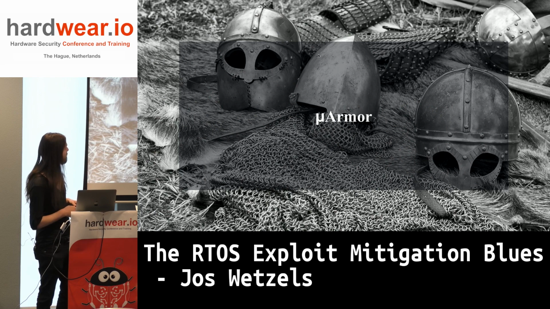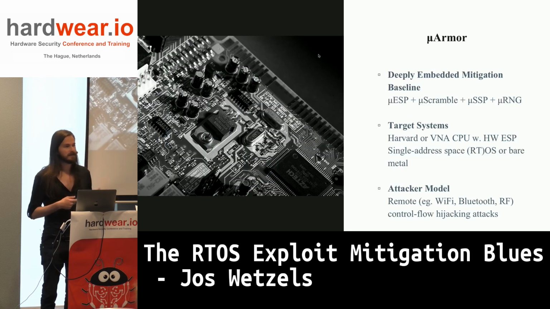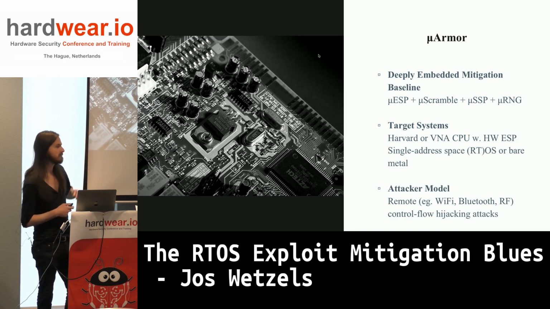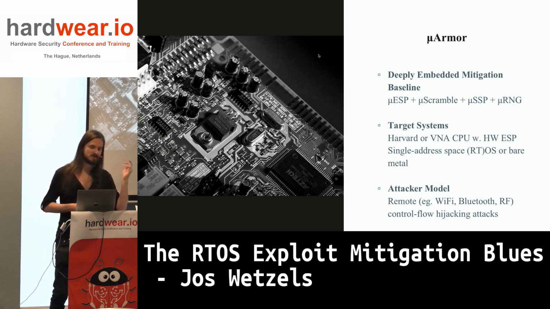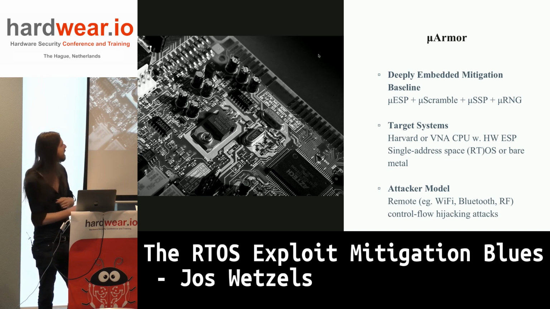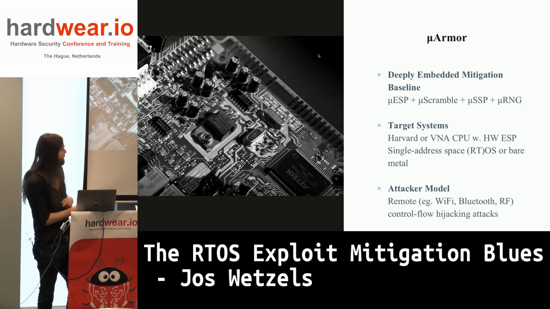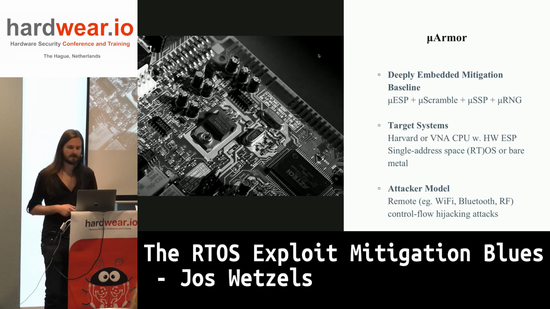So this brings me to the final part of my talk, which is microarmor. That's the deeply embedded exploit mitigation baseline I designed to meet those criteria. It consists of microESP, microScramble, which is essentially an ASLR replacement, microSSP, and a tiny operating system secure random number generator named microRNG. The target systems it seeks to be deployed on are either a Harvard-style CPU or a von Neumann one with hardware ESP support, and a single address space real-time operating system or a bare metal system.